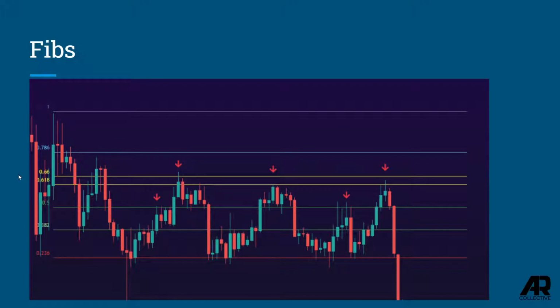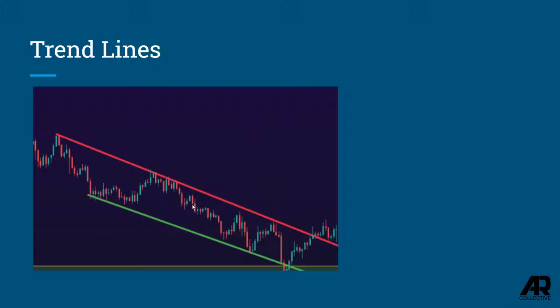Now, we talked about horizontal support and resistance. We also have Fibs or Fibonacci, which we'll talk about in a later video. But as we can see, each one of these lines is a different fib. And whenever price gets there, we see some rejection. So these are resistances that fibs are used for, and they're used for support as well. But for this example, we're just looking at fibs as a resistance. So they can be used as both support and resistance.